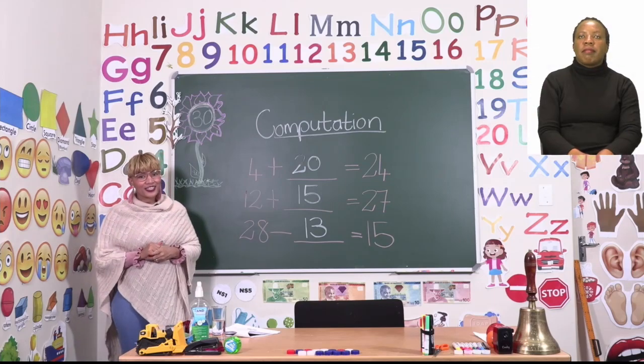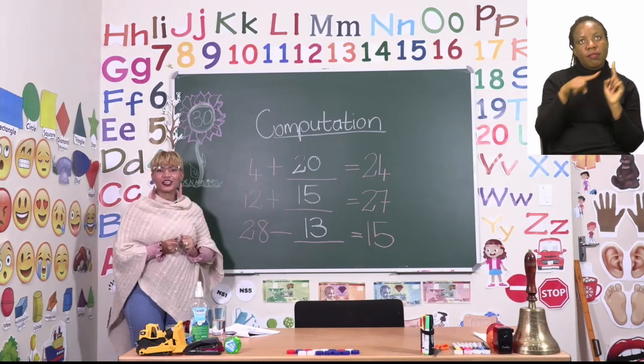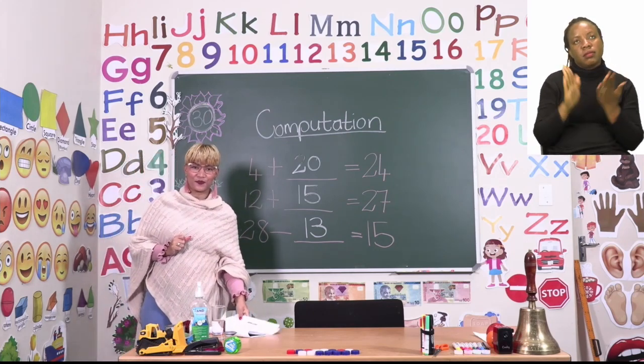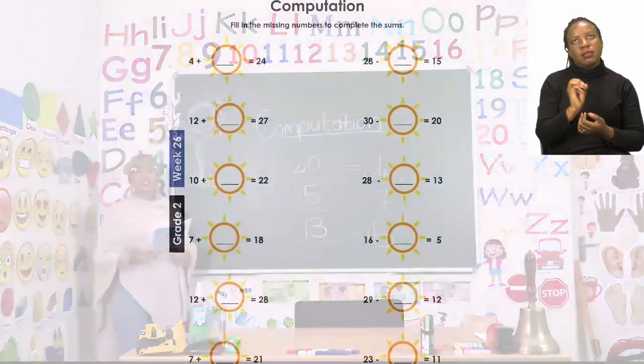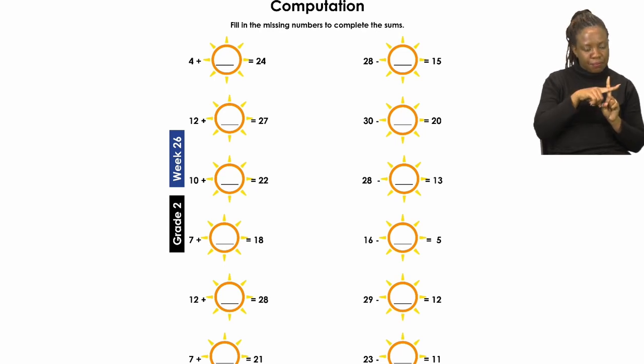In this part of our lesson, grade 2s, we are doing computation. Let's turn our booklets to page 30. Now on page 30, it says, fill in the missing numbers to complete the sums. Now everyone, these are plus and minus sums.